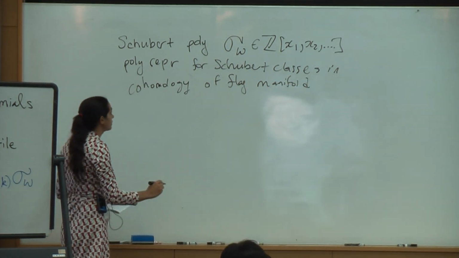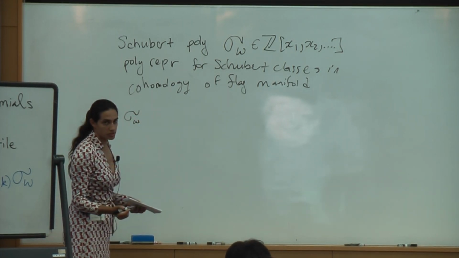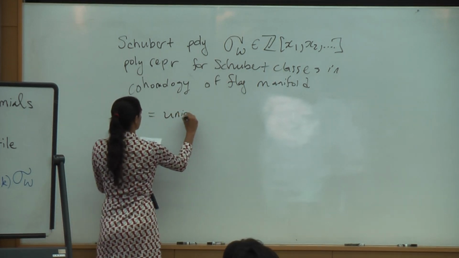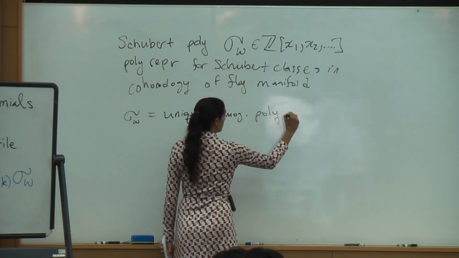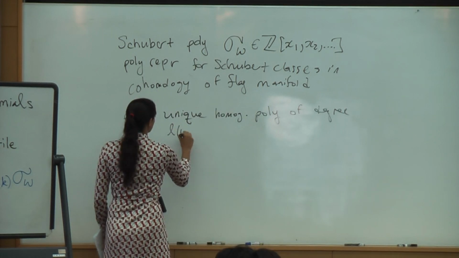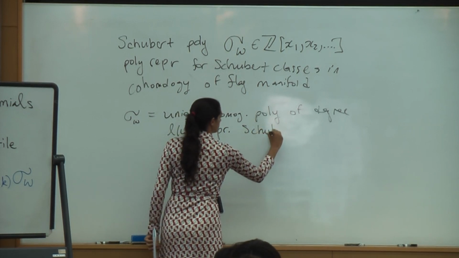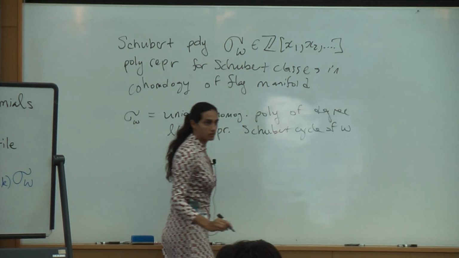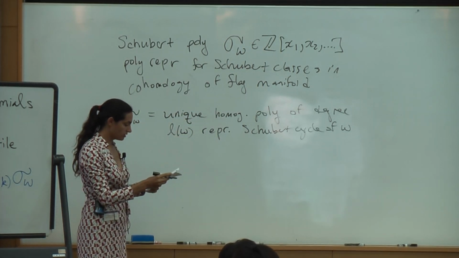So just to steal a definition, and sorry if I get any attributions wrong, but I believe this definition, which is one of my favorite definitions, is actually due to Lascoux, which is that this is the unique homogeneous polynomial of the correct degree, the correct degree, of course, being the Coxeter length of w, that represents the Schubert cycle of w. So that's a perfectly reasonable definition, although possibly it'd be hard to write down a polynomial from that.